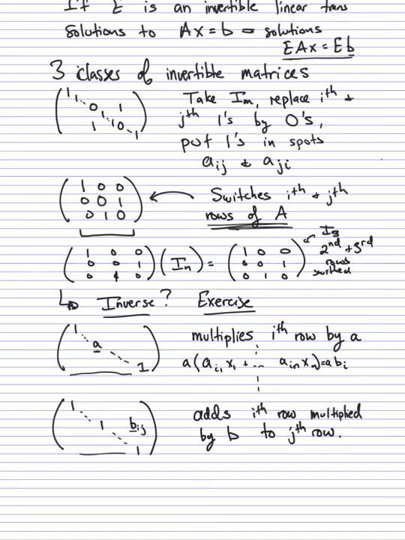So again, you can check this won't change the solutions to a linear equation. And you should also check in both cases that these are invertible. From these descriptions, it's easy to work out what the inverse has to be, and you can again write it down as an m by m matrix.